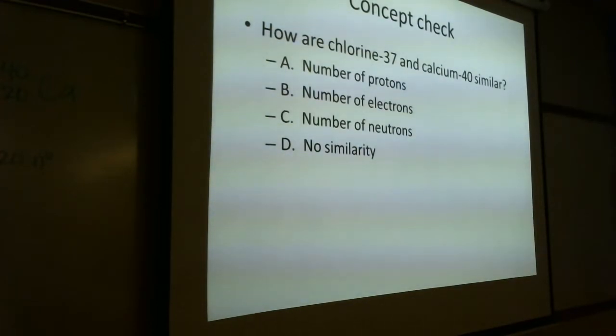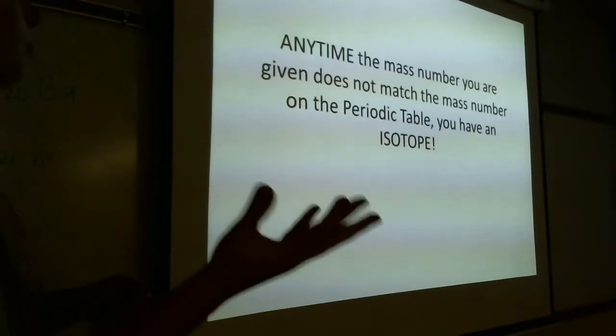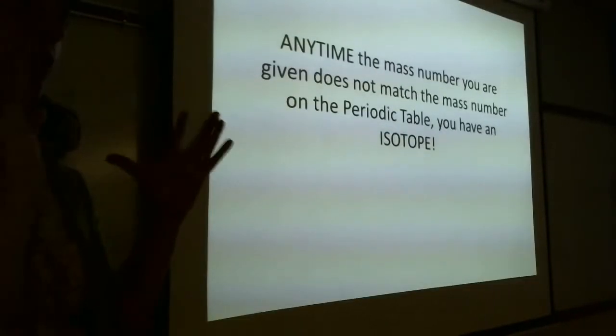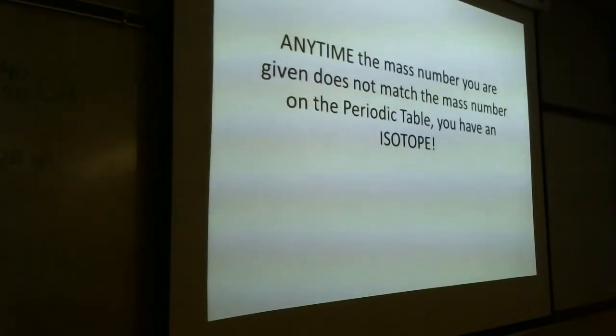Does this make sense? Okay, now, anytime the mass number that I give you in a problem doesn't match what the periodic table has, that should be a red flag to you that you're dealing with an isotope. But the calculations, in terms of number of protons, neutrons, and electrons, that's no different whether it's an isotope or not. Okay, so don't let that throw you off. Chlorine 37 is an isotope, but we still calculate a number of neutrons the exact same way. Okay, that part's no different.